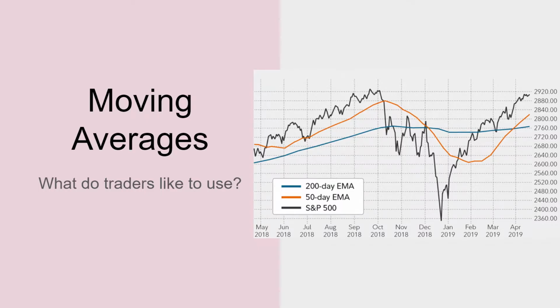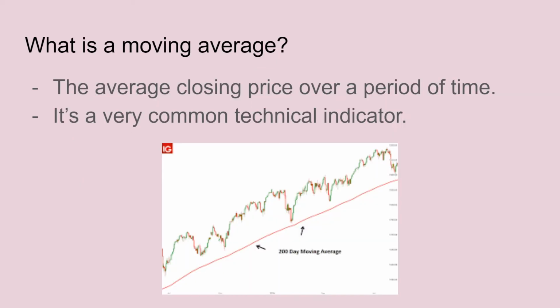So what we're going to do today is talk about moving averages, and also talk about some ways that traders can actually use them effectively. So first of all, we need to talk about what actually is a moving average. A moving average is the average closing price over a period of time on a particular chart. It's a very common technical indicator. Nothing fancy here. It's basically just taking X number of bars back and calculating a moving average.